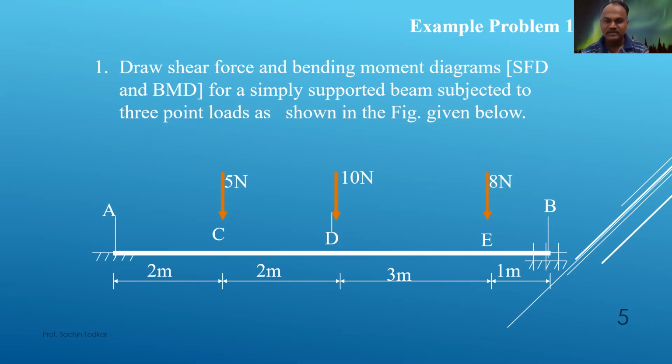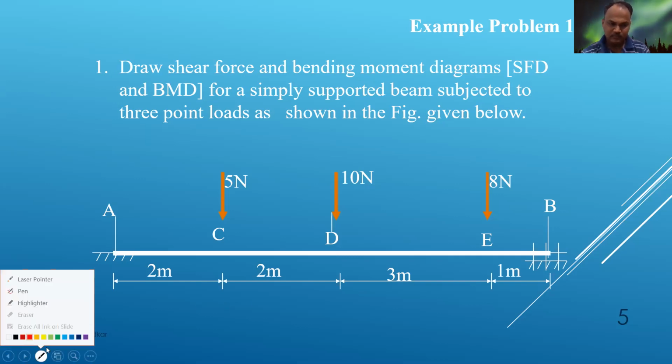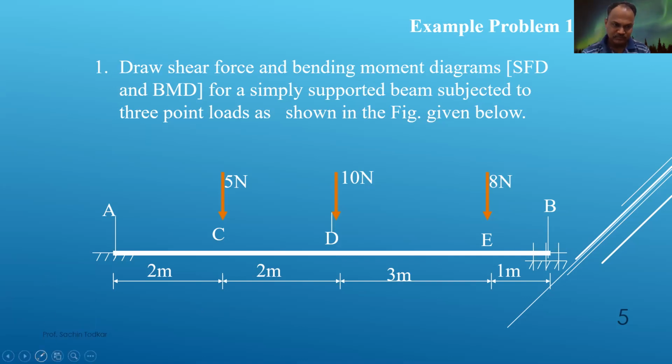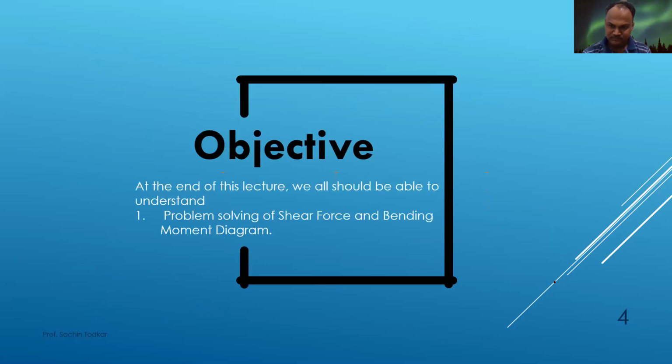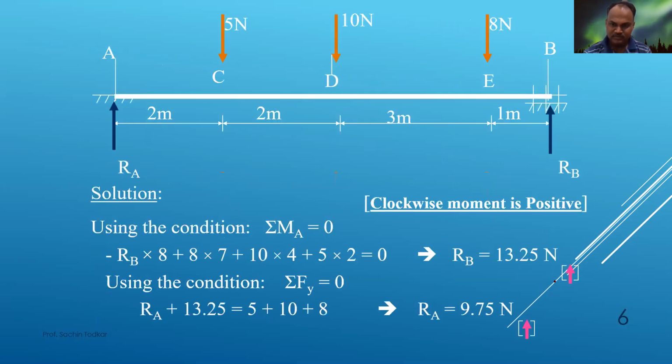Now there will be a reaction at point A. That will be a vertical reaction because all the forces are in vertical direction, and the reaction at B we have to calculate. So from that we can start our example. So this reaction at A and reaction at B will come into the picture.